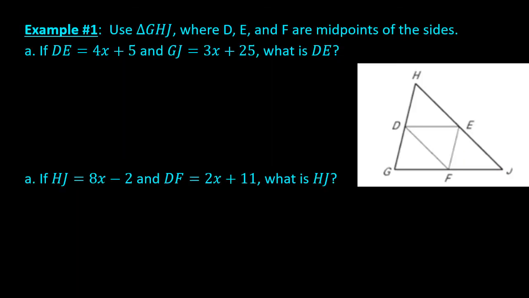All right, so let's tackle example 1. Use triangle GHJ where D, E, and F are midpoints. If D, E, and F are midpoints, then we have a bunch of congruent sides. It also says that DE is 4x plus 5, and that the whole segment GJ down here is 3x plus 25. By using the midsegment theorem, half the long side, half of 3x plus 25, is going to equal the short side, 4x plus 5.